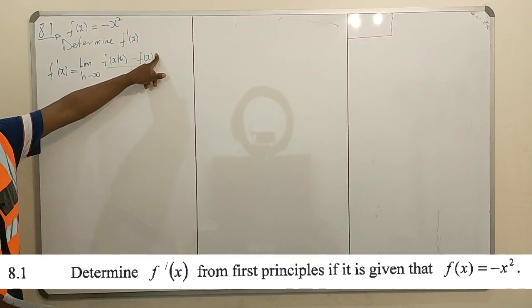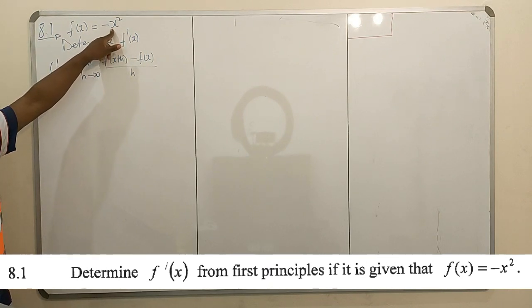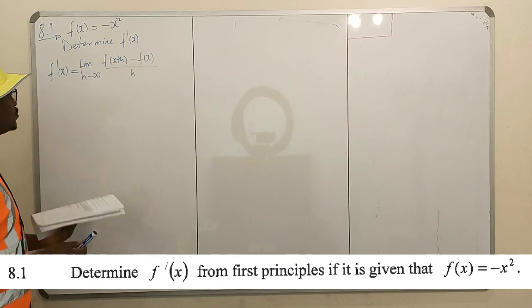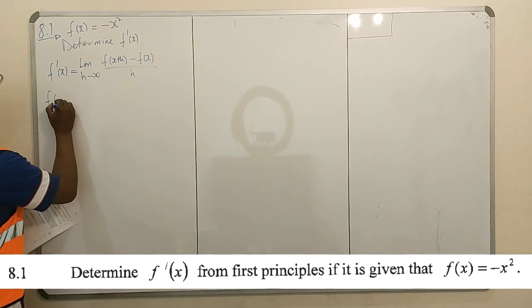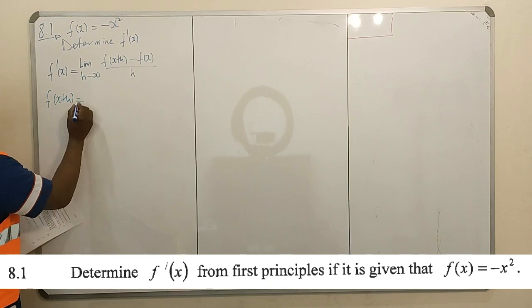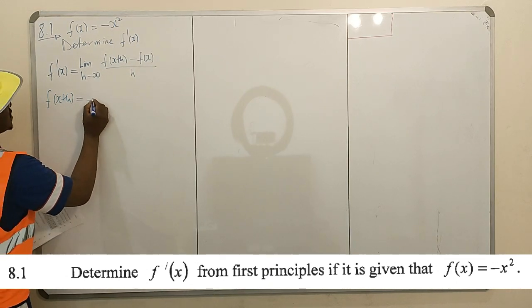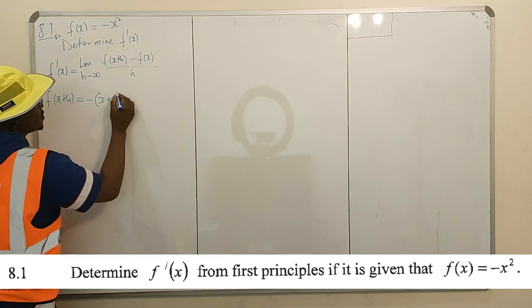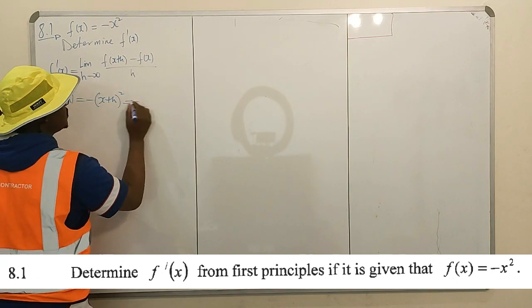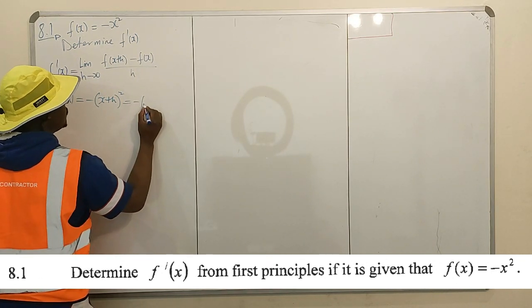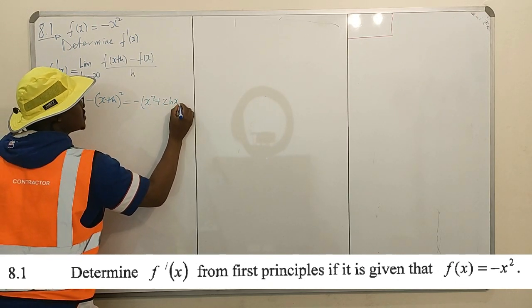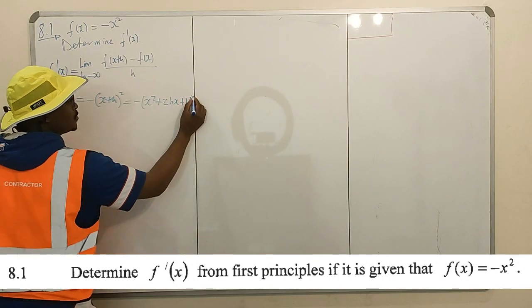So you know what your f of x is. Your f of x is equal to negative x squared. But you don't know what your f at x plus h is. So you need to go and find what f at x plus h is. So how do you do this? F at x plus h is equal to negative, where you see your x here, put your x plus h. Negative x plus h squared. Then you expand this, so when you expand this, you have x squared plus 2hx plus h squared, right?